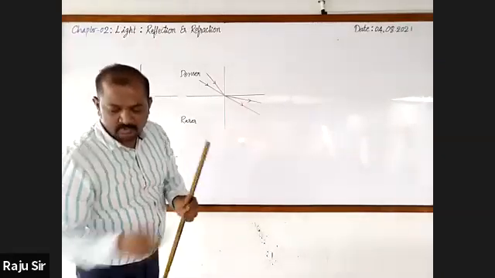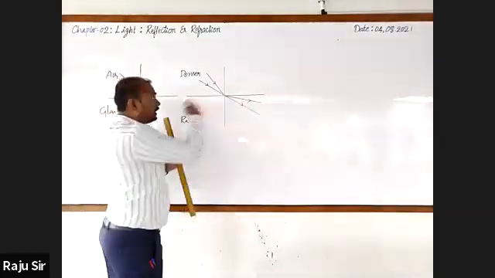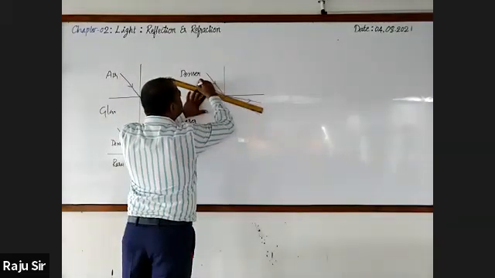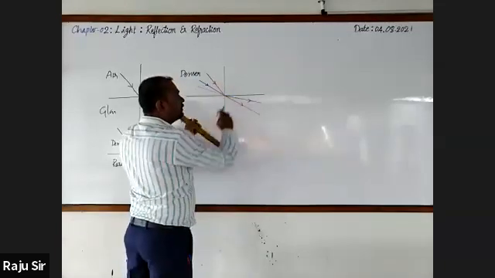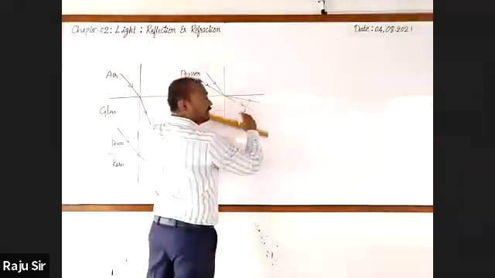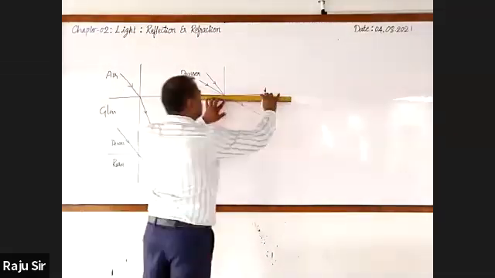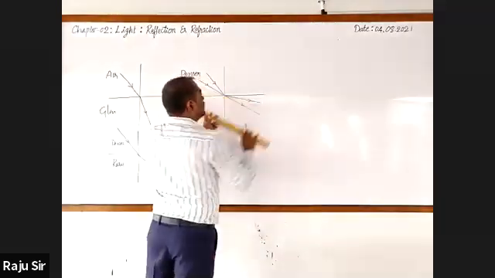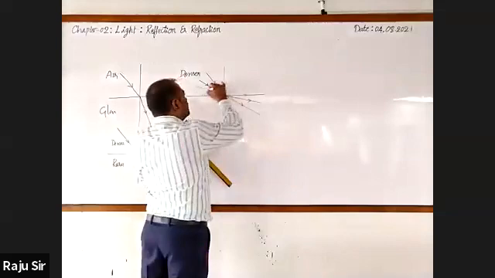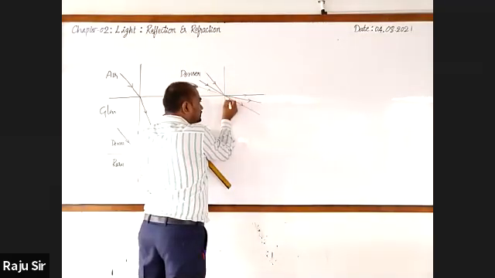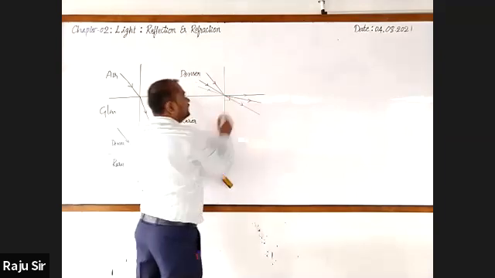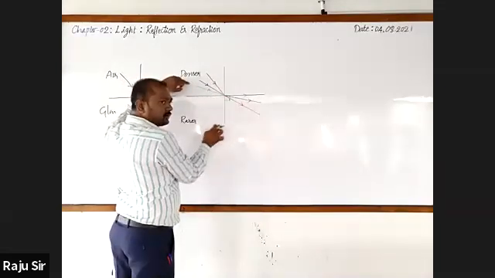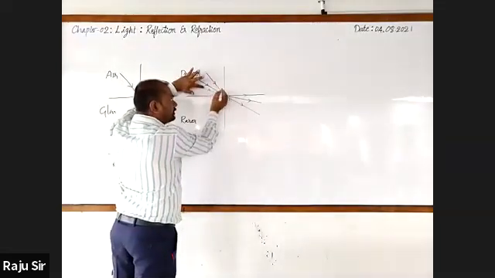Next, again, I am going to increase the angle of incidence. Then what will the angle of refraction be? It also increases, such that at one particular angle of incidence, the angle of refraction is 90 degrees.